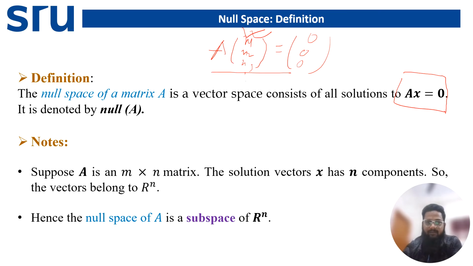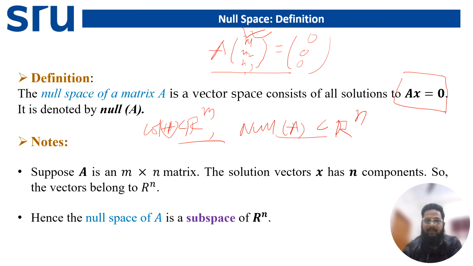A, right? And as I discussed already, if it is an m by n matrix, then the column space will be a subspace of R to the power m. This will be the column space of A, and the null space of A will be a subspace of R to the power n. You have to remember this. Okay, so this is the definition of null space.